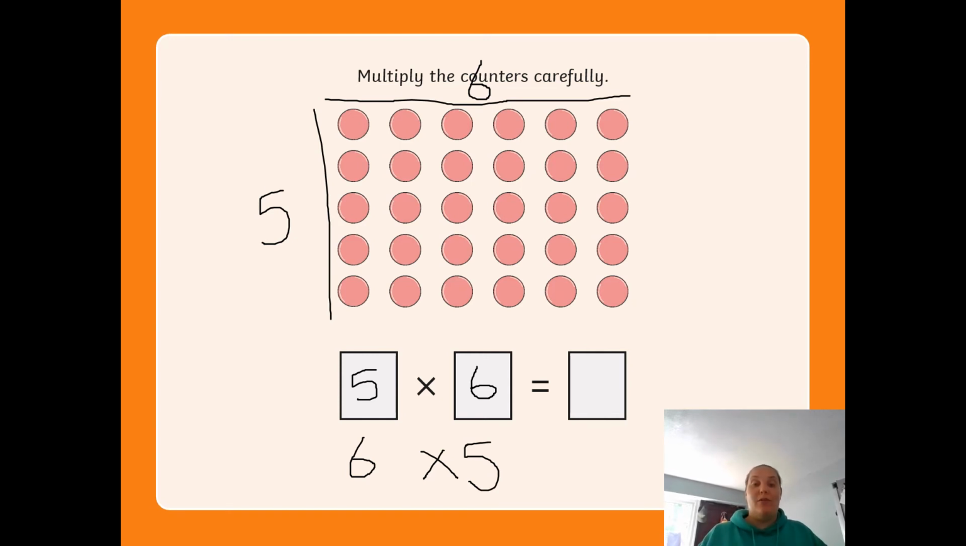So we know we can hold up 6 fingers and we can count in steps of 5. Are we ready? 5, 10, 15, 20, 25, 30. And there are 30 counters on my board.